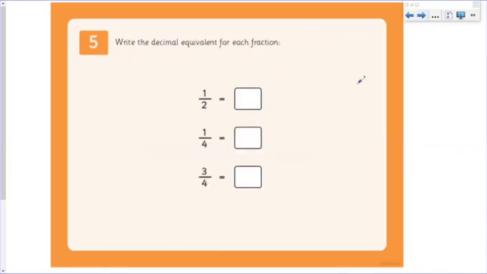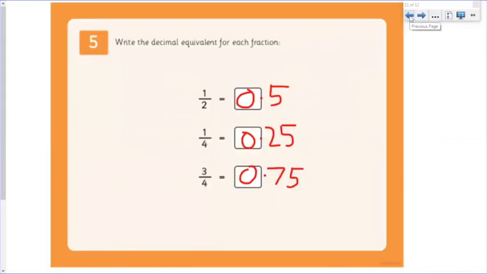Okay, let's have a go at this one. Pause your screen. All right, half is 0.5. Quarter is 0.25. 3/4, 0.75. Good job.